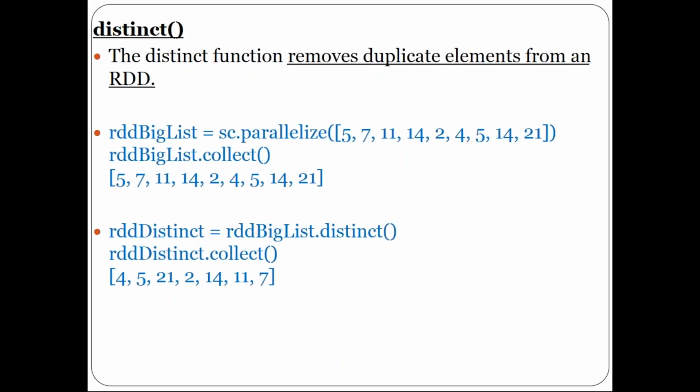I'll move on to the next one. Distinct operation. Distinct, we don't have to worry much about it. There are no confusions on it. If you have anything that is repeated, it will filter out and give you the distinct values. Okay, any questions?